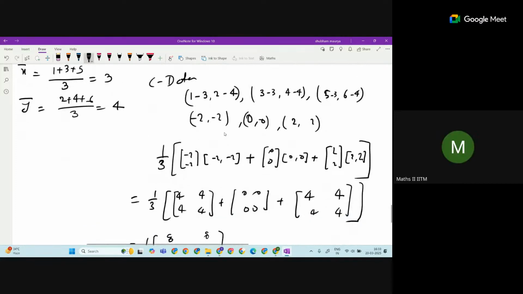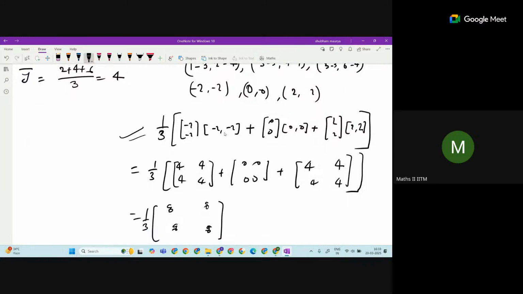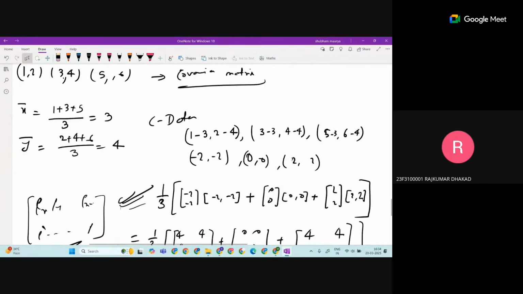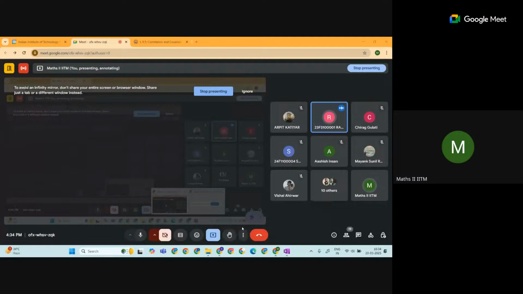So either I did it by this formula, or you can remember it with sigma x, sigma y, sigma xy, some formula is there. Either directly you can use that one, or the simpler way which I used. Okay, so that's all for today's session. I hope you were able to understand. Anyone have any doubt?